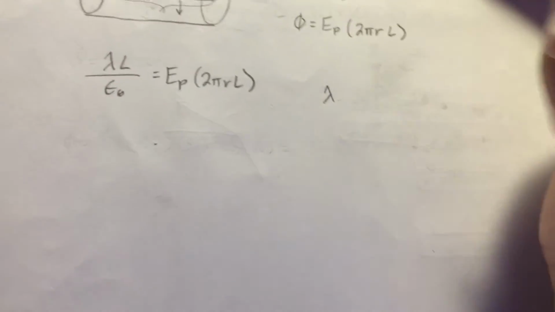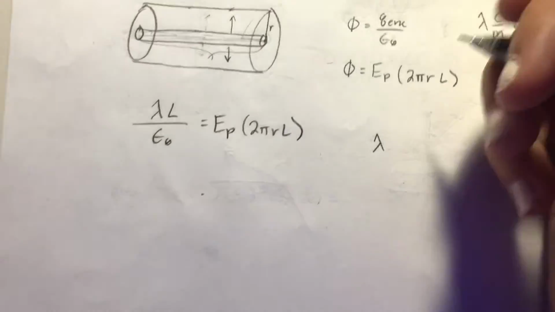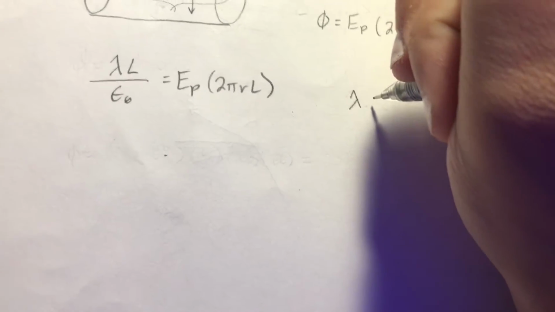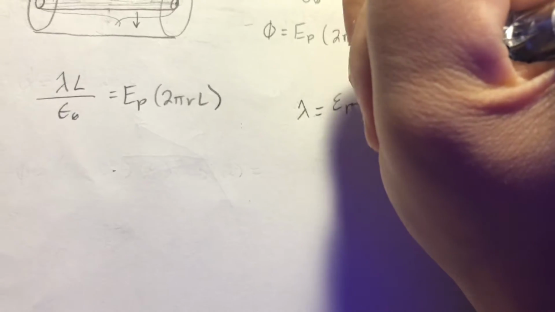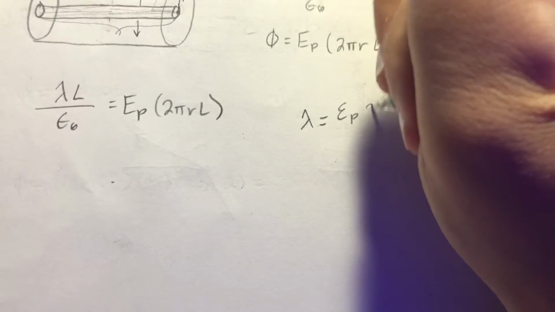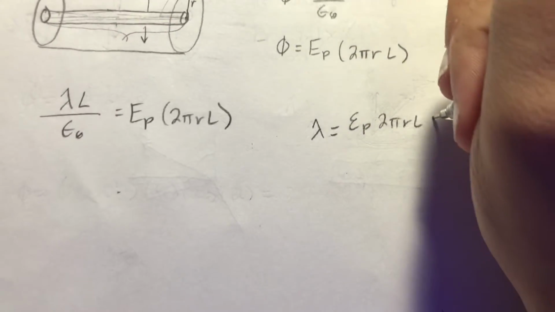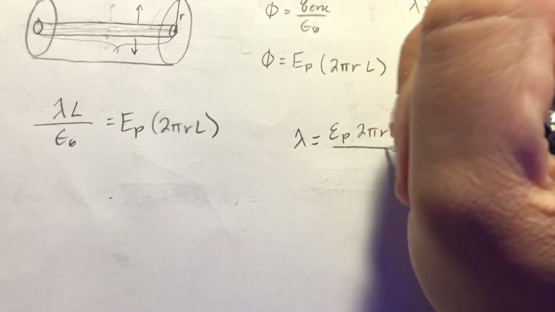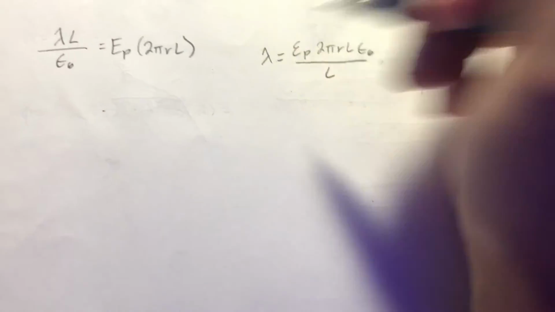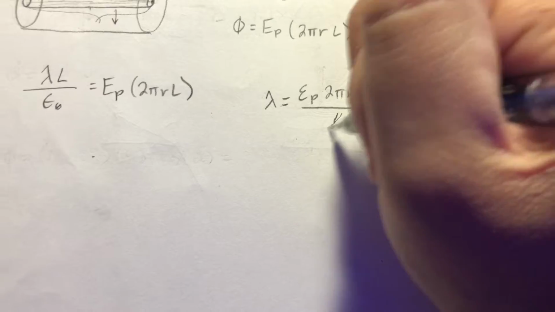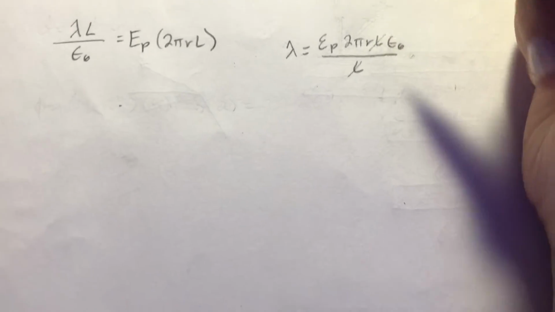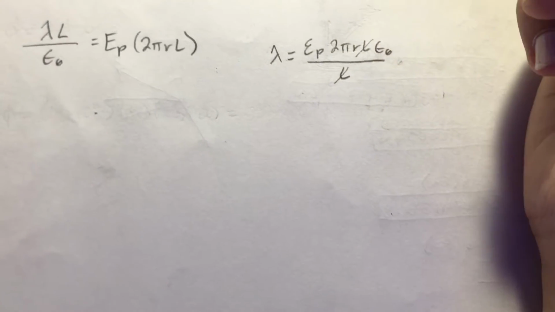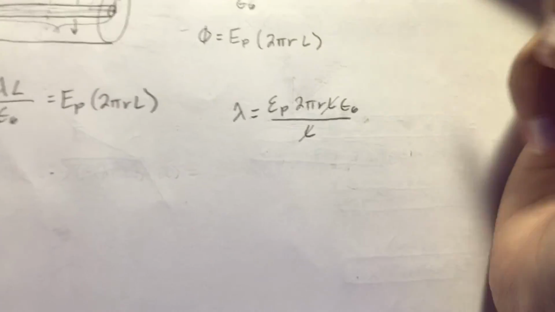Now I'm just going to solve this equation for lambda because that's what we're looking for in this problem. We divide through by L and multiply by epsilon naught, and we get the electric field at a point times 2 pi r L times epsilon naught, all divided by L, equal to our lambda. The L cancels out because we're not actually given the length of the copper rod, so we don't even have a value to plug in for that anyway.